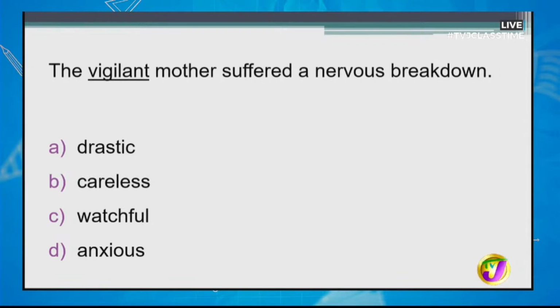But we don't want the meaning of vigilant, we want the opposite. So the opposite of being vigilant is to be careless. Because if you look at watchful, watchful is what would convey the meaning behind vigilant. So the opposite of being watchful in this case would be to be careless. All right, let's look at the next sentence.